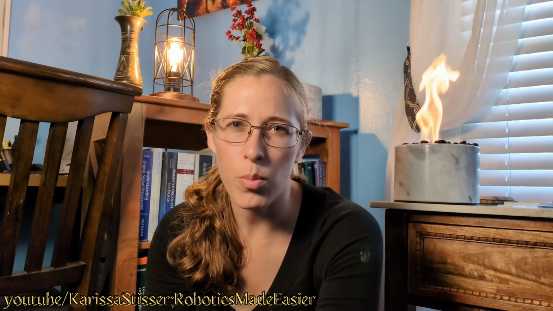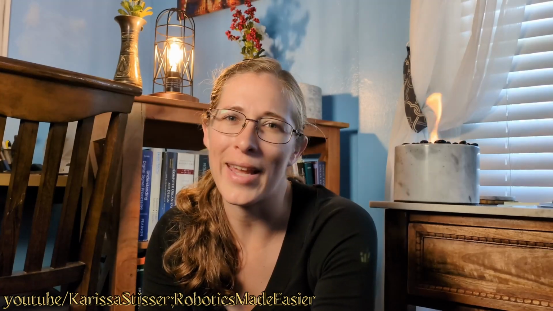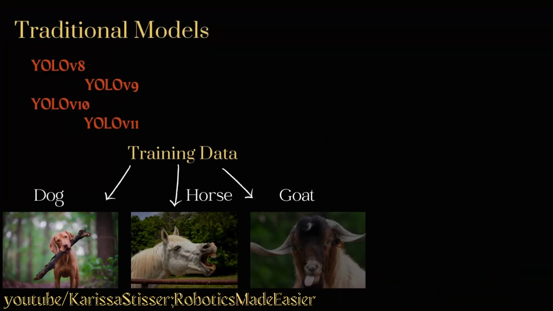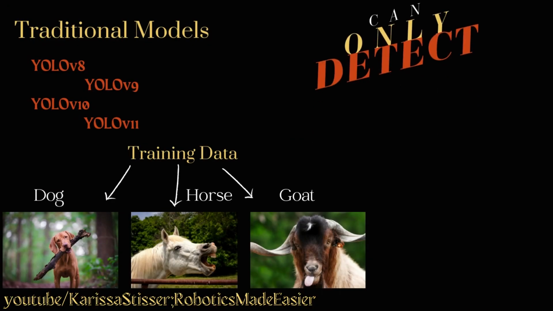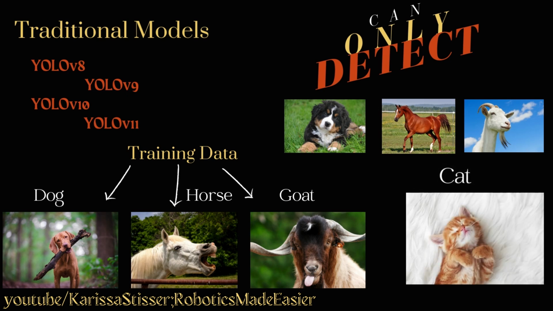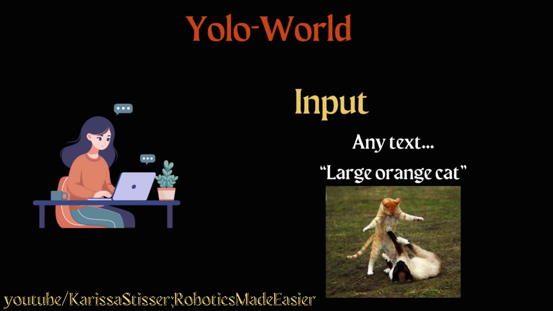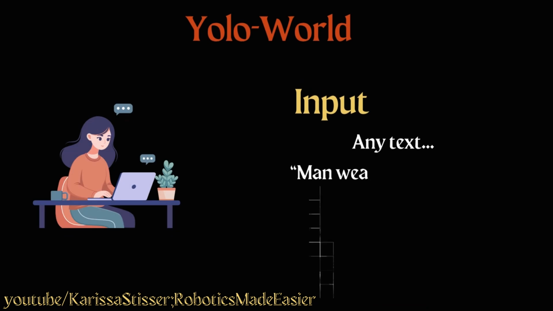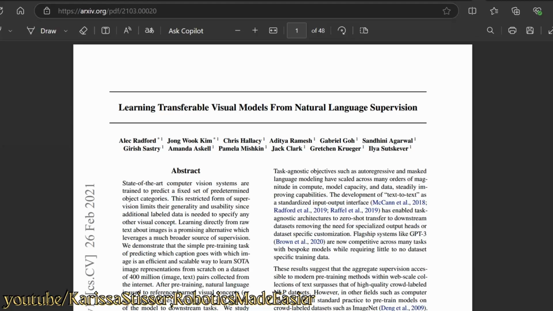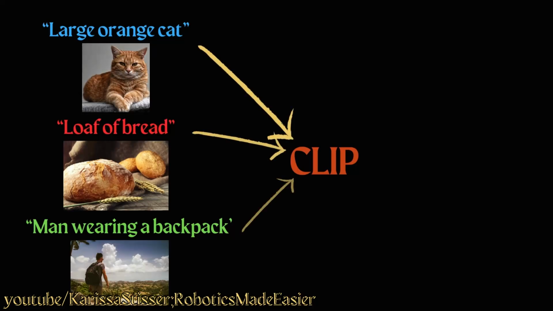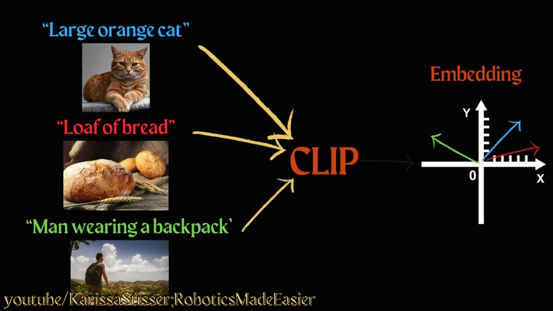YoloWorld is a zero-shot open vocabulary model based on YoloV8. This means that rather than only being able to detect one of the classes you've pre-selected and trained on like the traditional models, YoloWorld can take any text as input for what you want to detect. YoloWorld uses an open vocabulary detection method, which leverages a text encoder, CLIP, published by OpenAI, to encode the noun phrases extracted from the input text into embeddings.